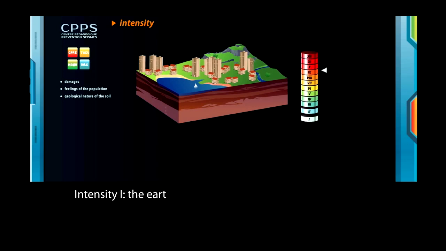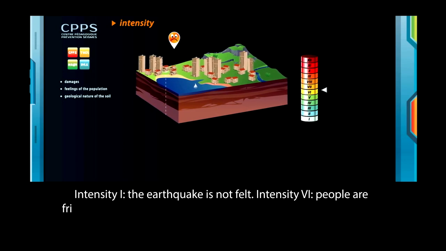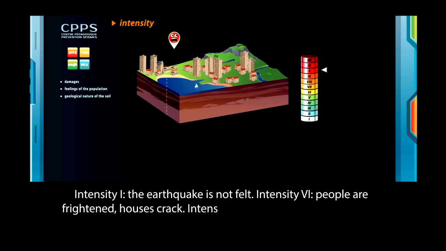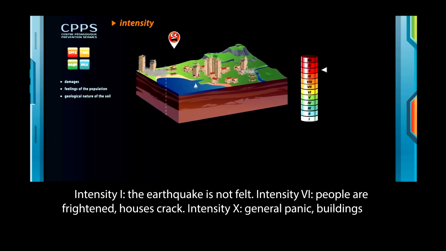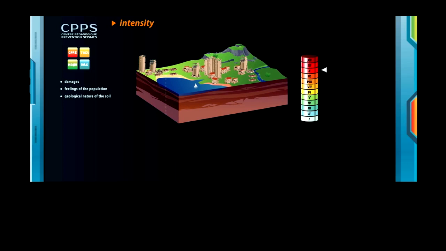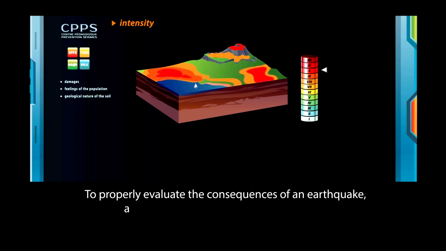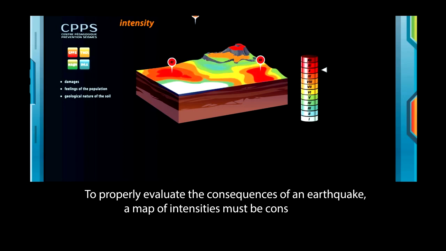Intensity 1, the earthquake is not felt. Intensity 6, people are frightened, houses crack. Intensity 10, general panic, buildings are almost all destroyed. To properly evaluate the consequences of an earthquake, a map of intensities must be constructed.